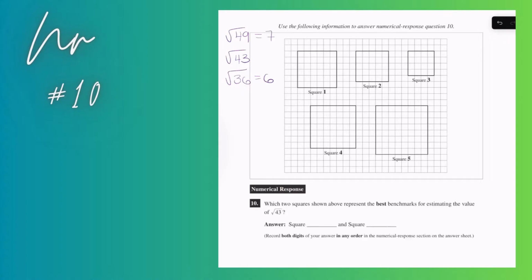So now what we need is a square that has the side length of both 7 and 6. The first thing I can do is look at this one, square 1, and this is going to be a great option. It definitely has a side length of 6, so that would work. And now I need a square that's a little bit bigger than that. That would be this square right here. 1, 2, 3, 4, 5, 6, 7. So our answer for this would be square 1 and square 4.